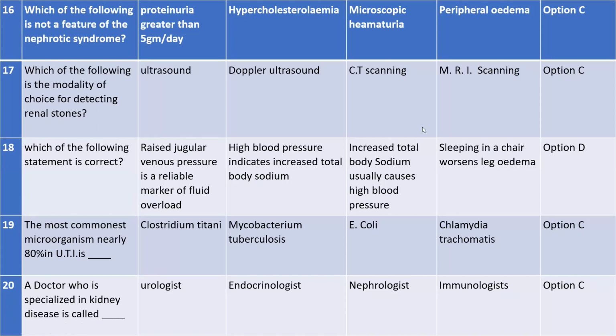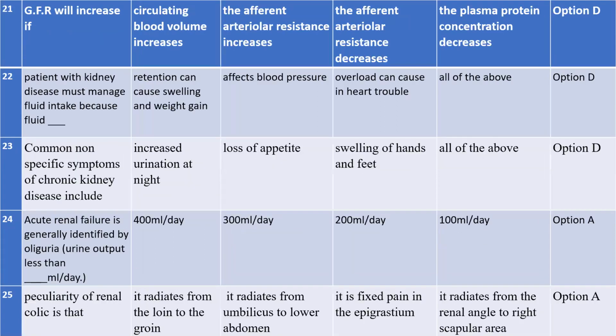Next, coming to number 7. Which of the following is the modality of choice for detecting renal stone? This was taught to you by your Shaban man. Which modality of choice will we use to detect renal stone? The option is CT scan. CT scan is the modality of choice for detecting renal stone. With a CT scan, detection is quick.